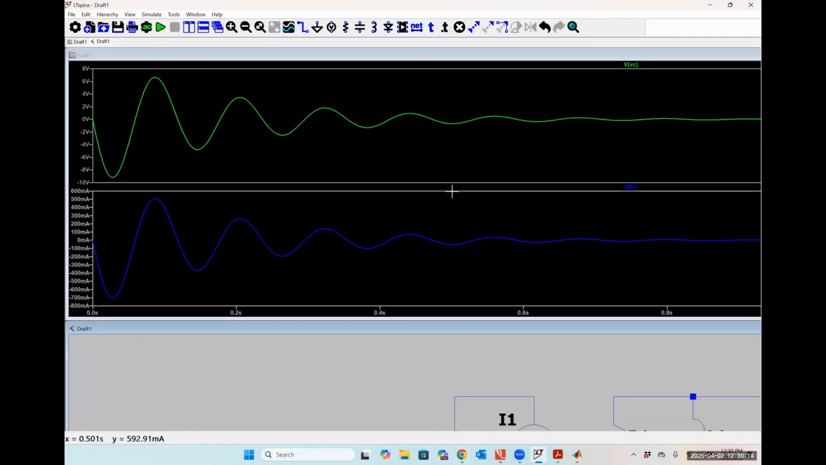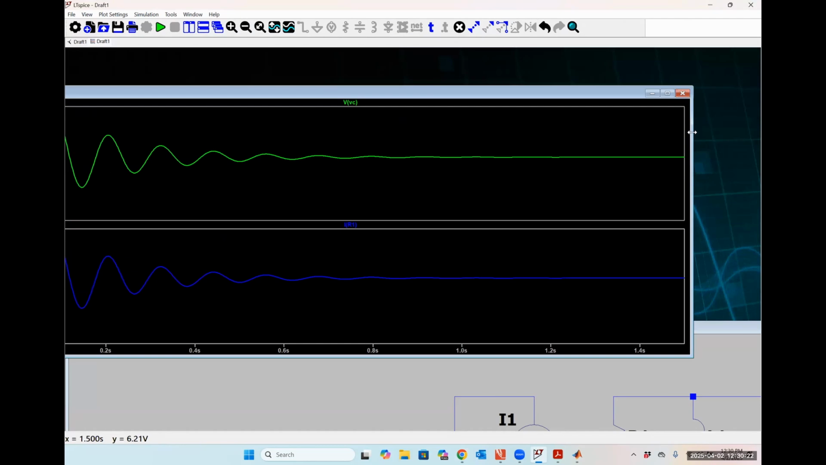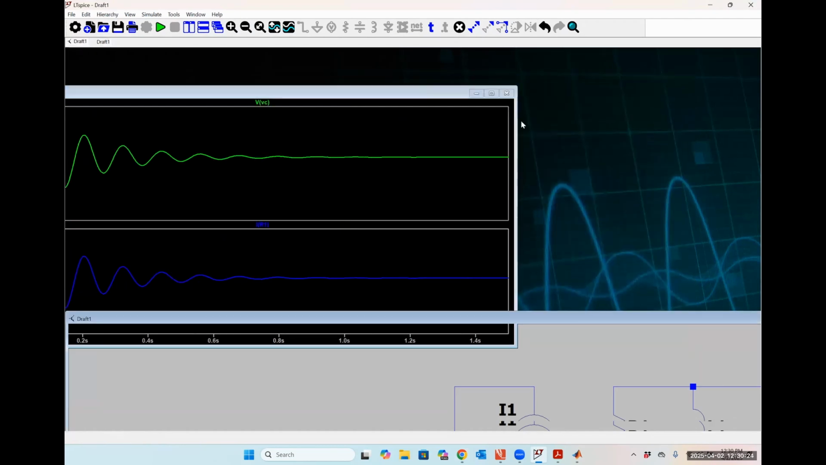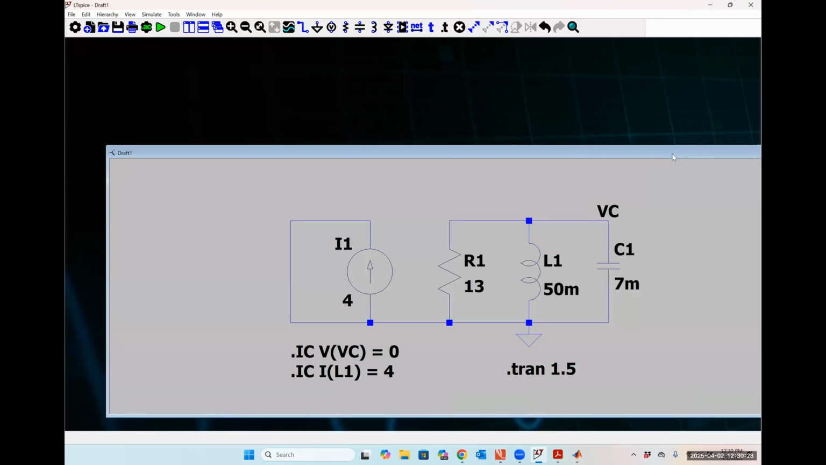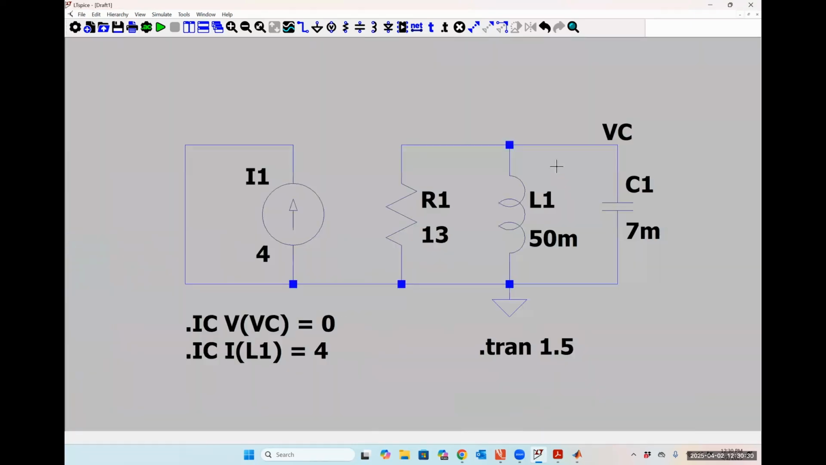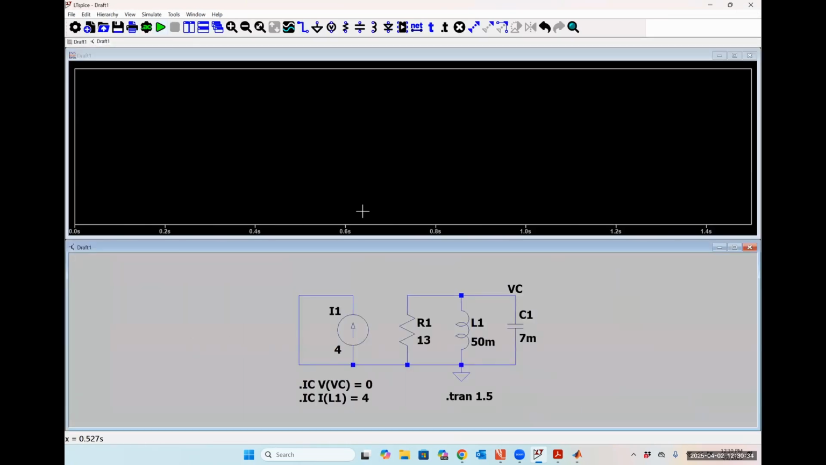So here is LTspice. Oh, I forgot that I had it on my big monitor upstairs, so I'm going to need to adjust the size of things real quick. Actually, let's do this the lazy way. Run the simulation. So this is a circuit that we were analyzing in class last Friday.